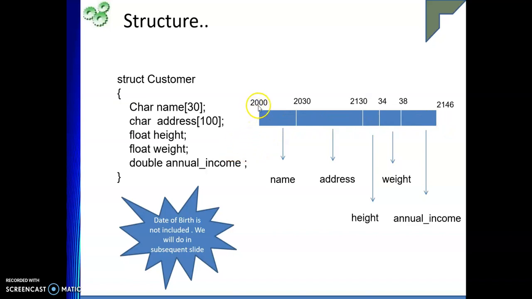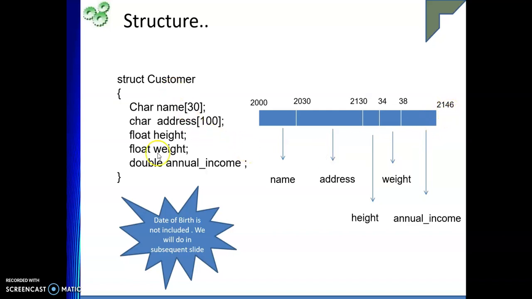If I say start with 2000, so name will take 30 size, so 2030. Address is taking 100, so you have 2130. Float 4 bytes, so 2134. Float weight 4, so 2138. And annual income itself is a double of 8 bytes. So if you see, it comes out to be 2146.